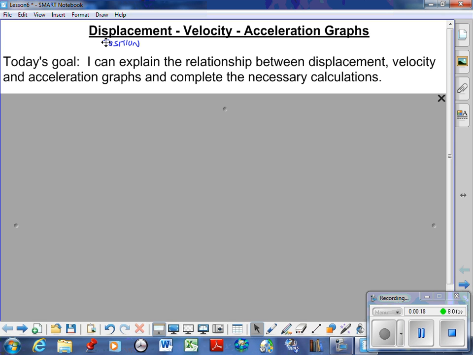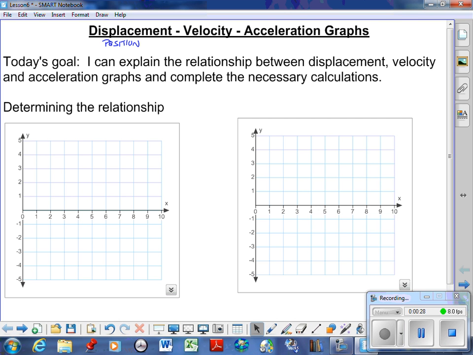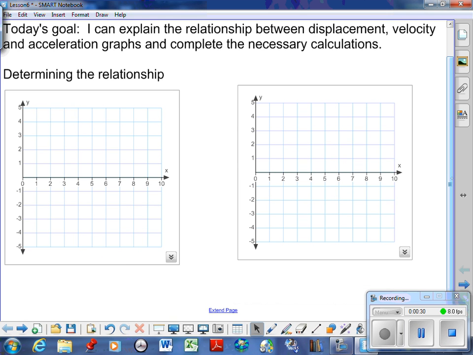All right, what's the goal? I want you to be able to tell me the relationship between displacement, velocity, and acceleration graphs and complete the necessary calculations. So let's take a look at what I want to specifically look at, and then we'll do some examples and run our way through. So what's the relationship here?